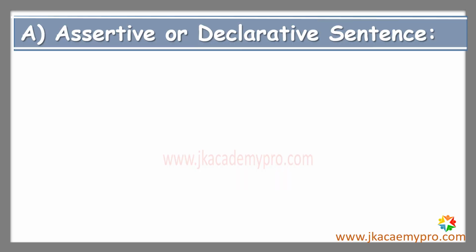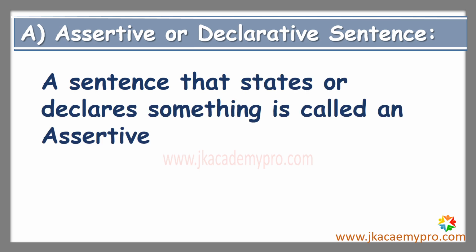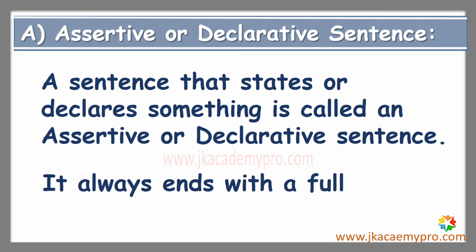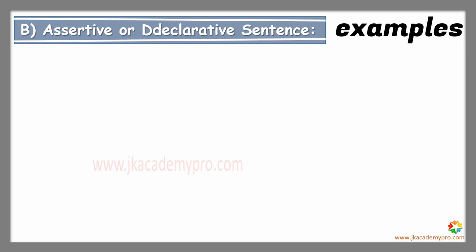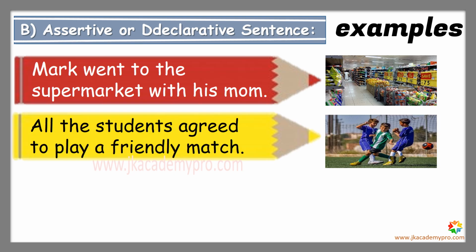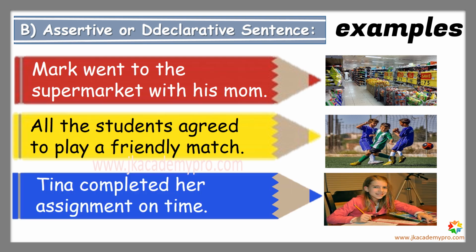Assertive or declarative sentence. A sentence that states or declares something is called an assertive or declarative sentence. It always ends with a full stop. Examples: Mark went to the supermarket with his mom. All the students agreed to play a friendly match. Tina completed her assignment on time.